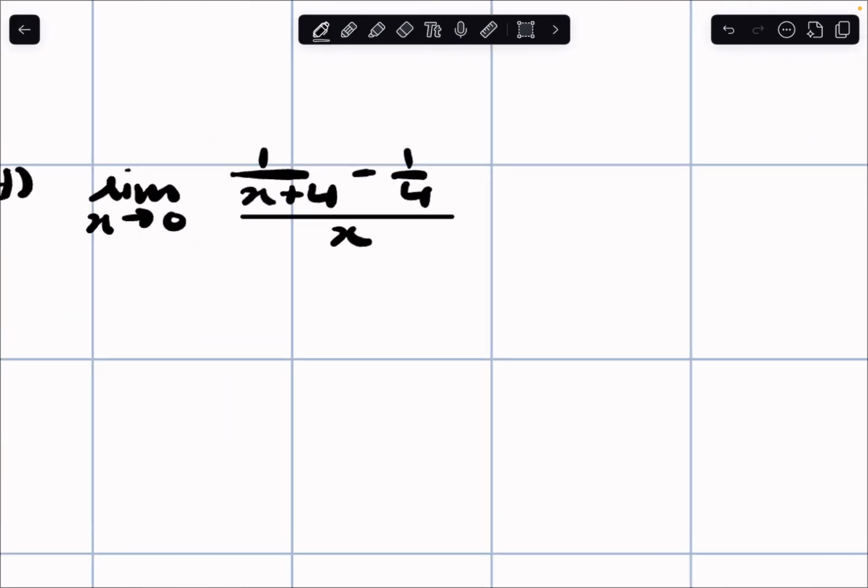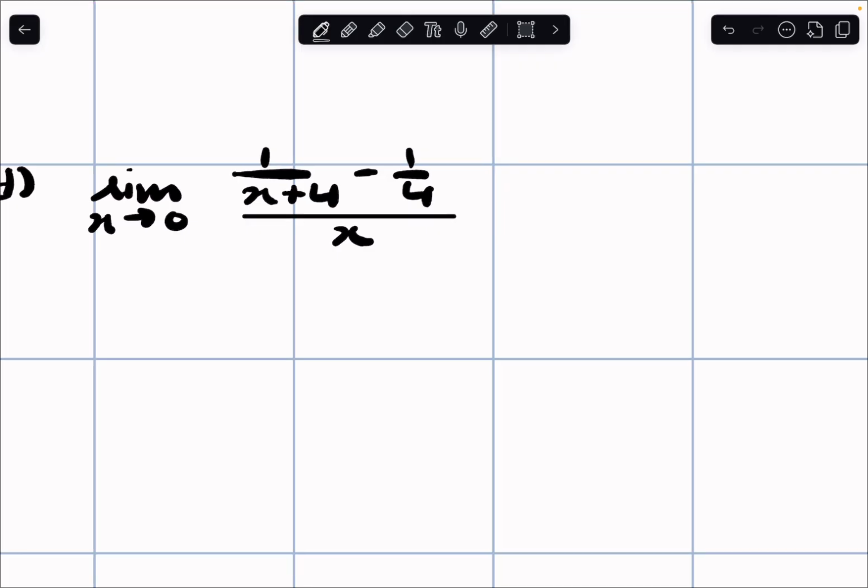And now we have fractions, no square root. So what we will do here is we will add the fractions together, and see where that gets us. We don't want to multiply anything here, so we're going to rewrite the limit.